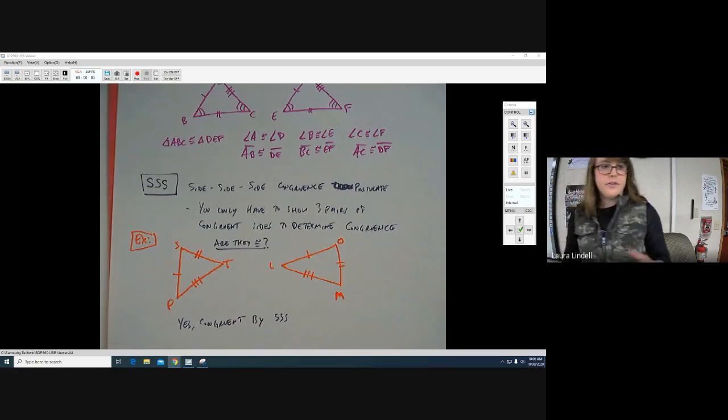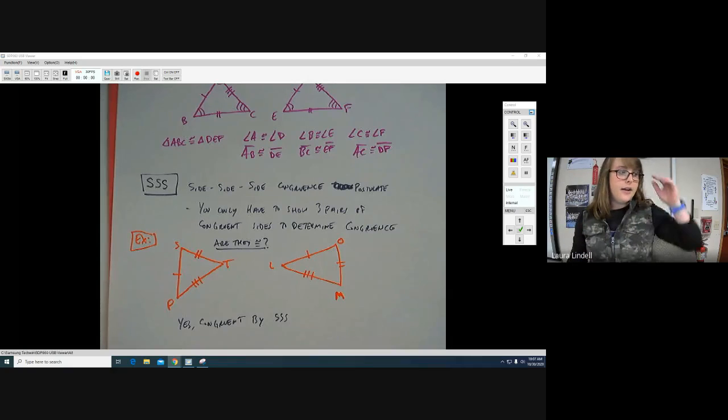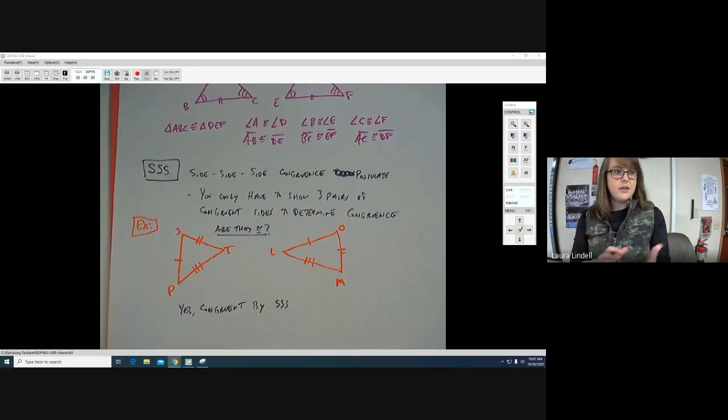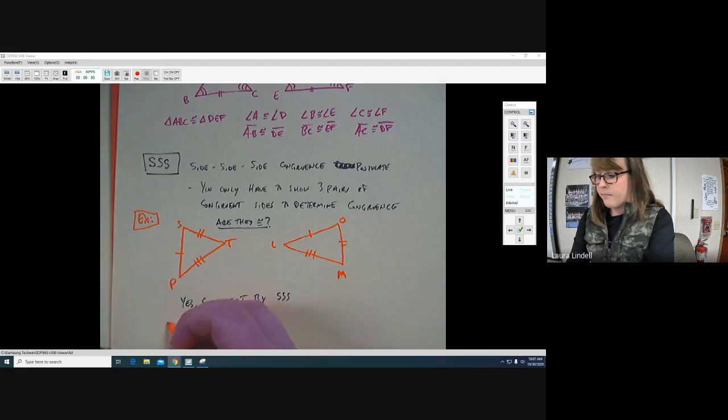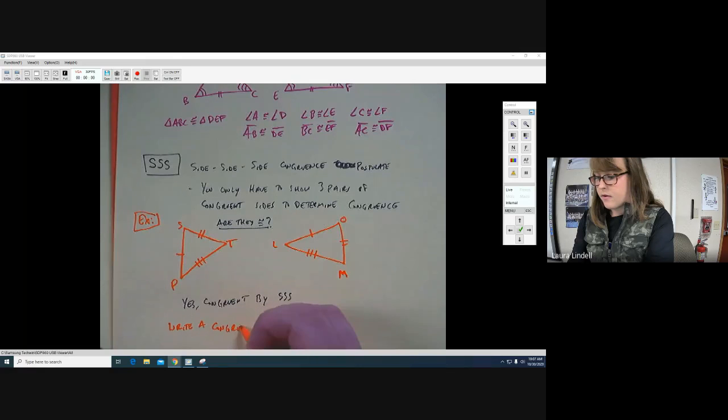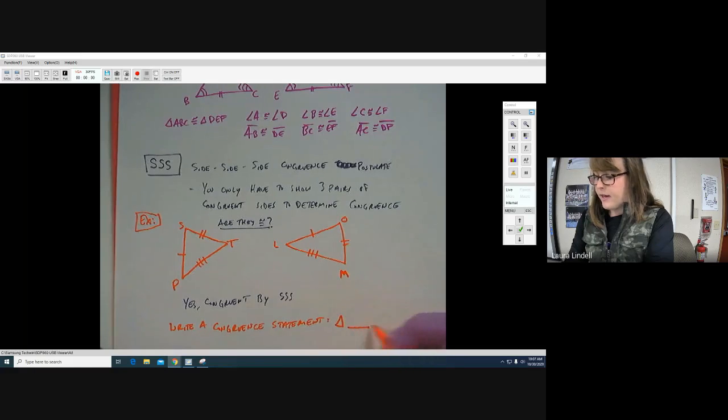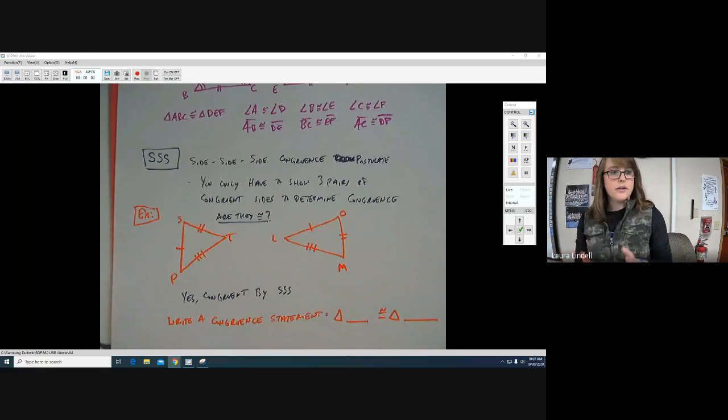Now, what we might also have to do is create a congruence statement here that shows which things go together. So we might be told to then write a congruent statement for them. So we might be given something like that and asked to fill in the blanks with two triangles that are congruent to one another, making sure that we follow through on the letter order.